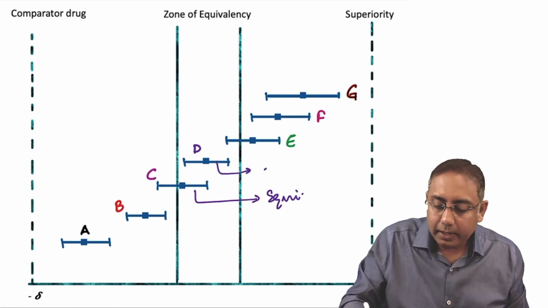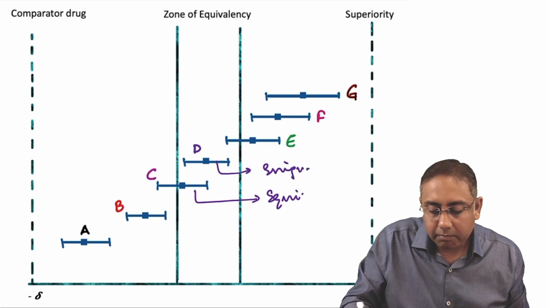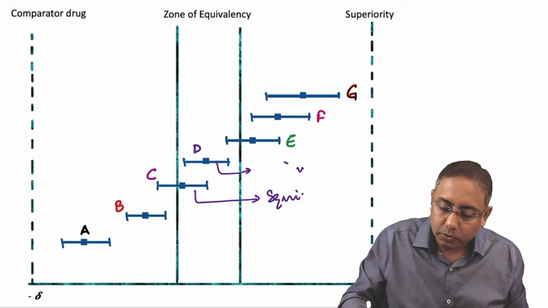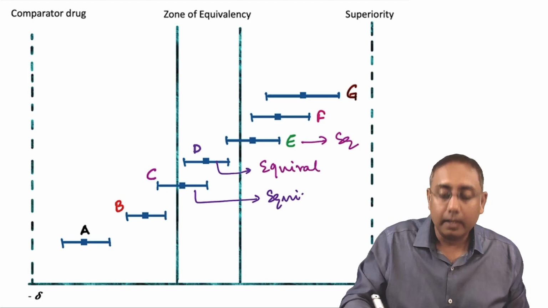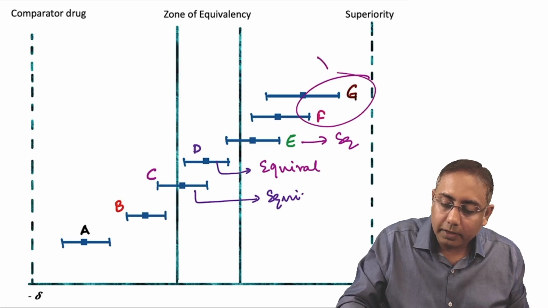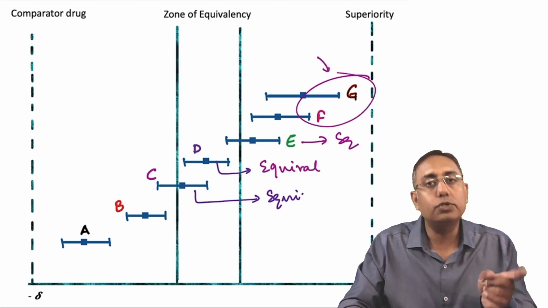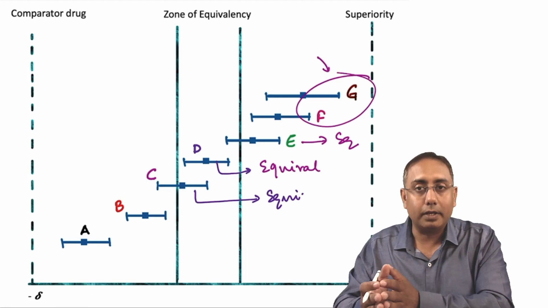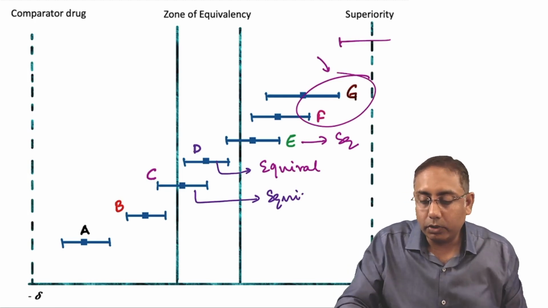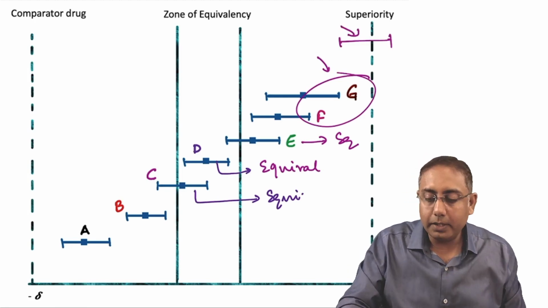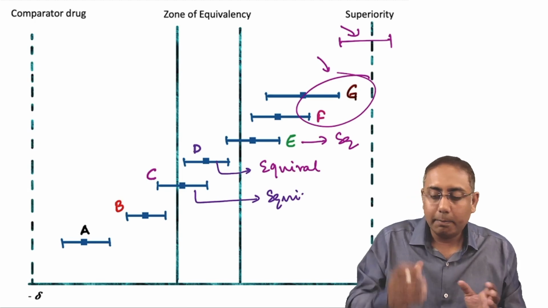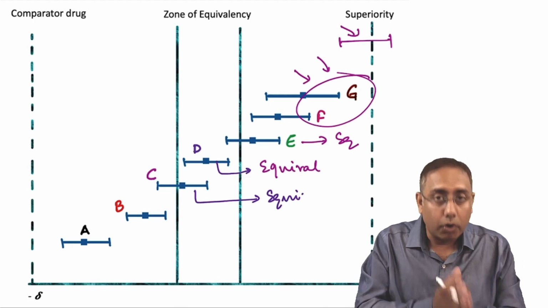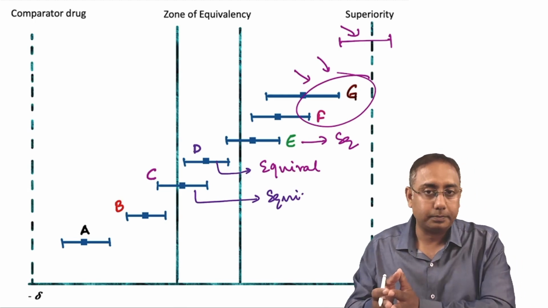D is definitely equivalent. It is very much equivocal. There is no difference from the standard drug. So it is equivalent. E is also equivalent. But F and G, what do you think about F and G? They are towards superior, but we don't say that. If it had been showing something like this, then we would have said that this is definitely superior. But F and G are non-inferior, and they are superior.